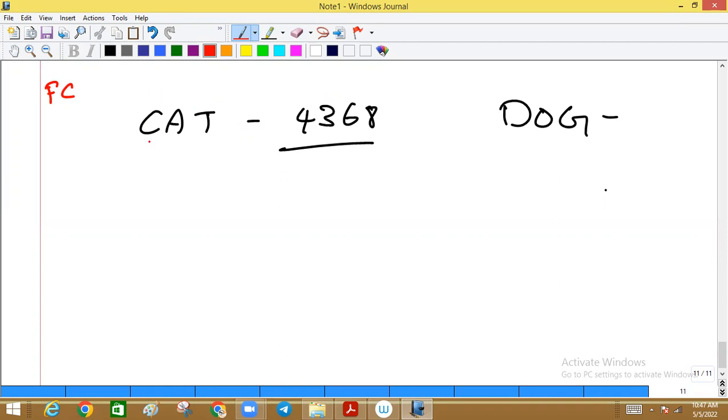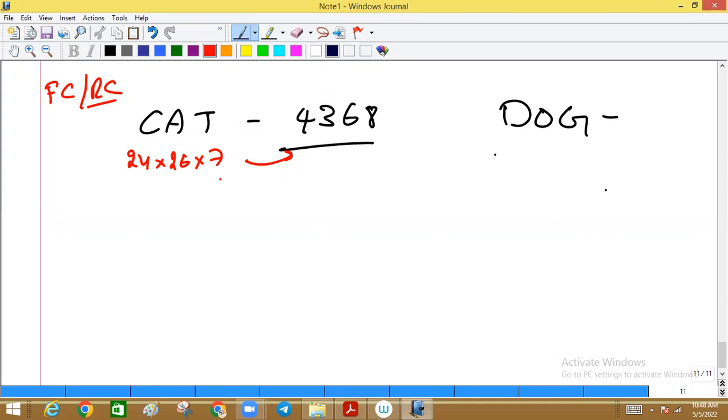Reverse coding. Now we start with reverse coding. What is C reverse? 24. A reverse 26. T reverse 7. Addition possible? Addition is only 57. So can we go with multiplication? Yes. What is 24 into 26 into 7? 4368. In the same way, what is D?